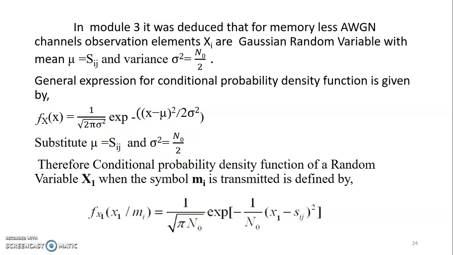So the conditional probability density function of a random variable x1, when the symbol mi is transmitted, is defined by fX1 of x1 given mi. That is, when mi is transmitted, we receive the observable element x1 at the output of the correlator. The conditional probability density function is represented by 1 by root pi N0, e raised to minus 1 by N0 (x1 minus Sij) the whole square.